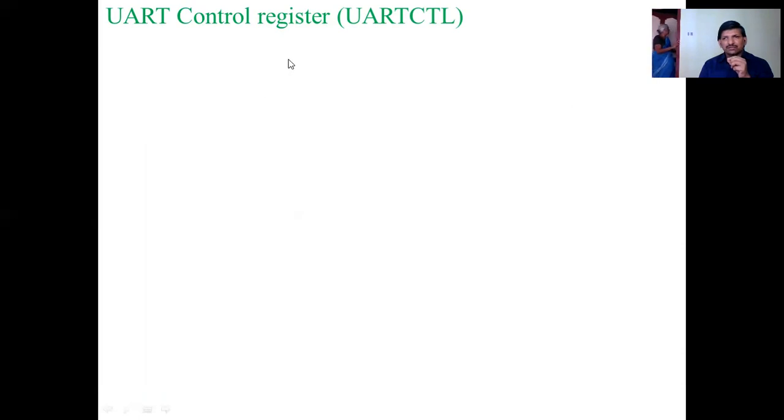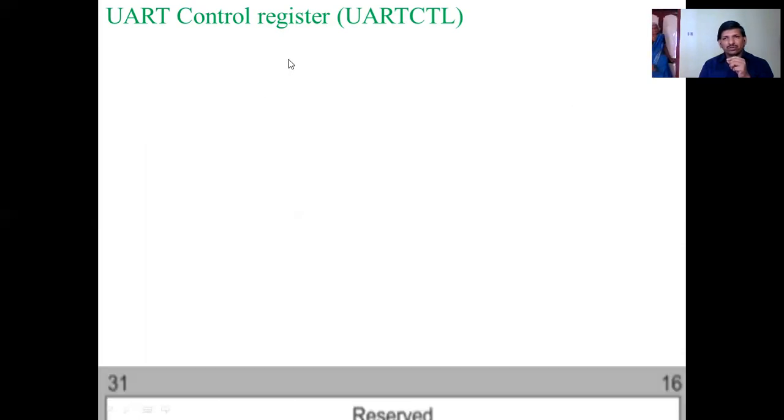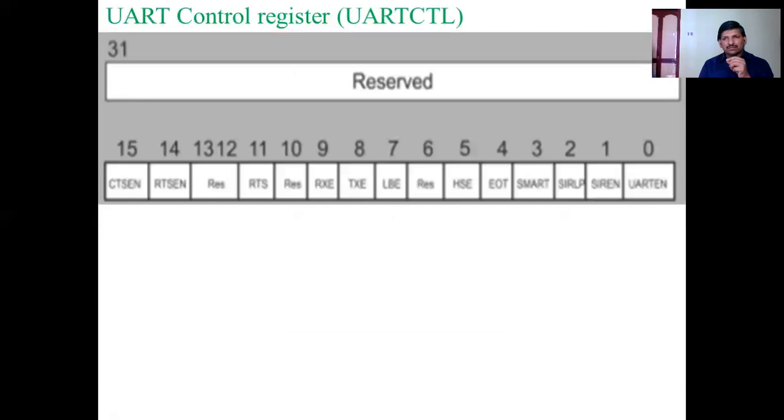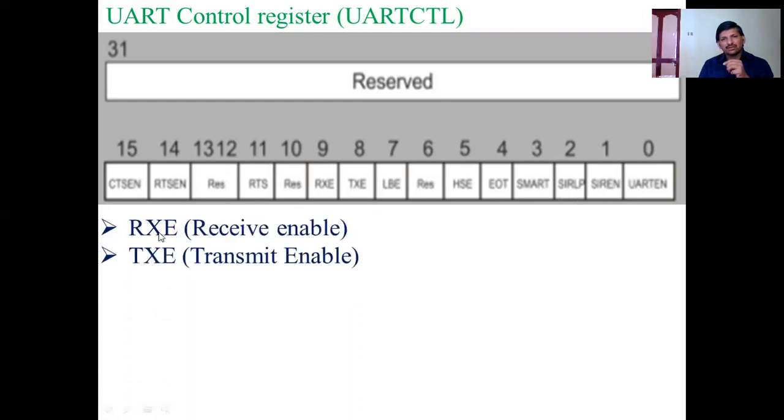First, the control register for controlling the UART module. In this control register, first we need to enable the UART. By giving 1 to the UART enable, we are enabling the UART module. Next, the serial infrared encoder. By giving 1, we are enabling the serial infrared encoder. Next, some of the important signals: we need to enable the receiver by giving 1 to RXE. We are enabling the transmitter by giving 1 to TXE, that means transmit enable.